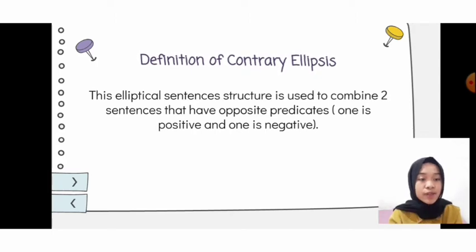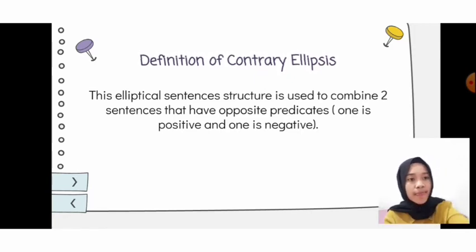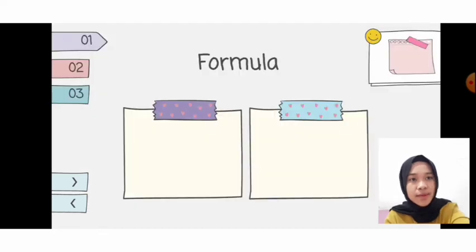But in this contrary ellipsis, as you can see from the name, contrary means that in the sentence there is a negative and a positive, whether it's a positive elliptic or a positive sentence or vice versa. One of them must be positive and the other negative. And in this part, we only use the conjunction but. So let's move to the formula.